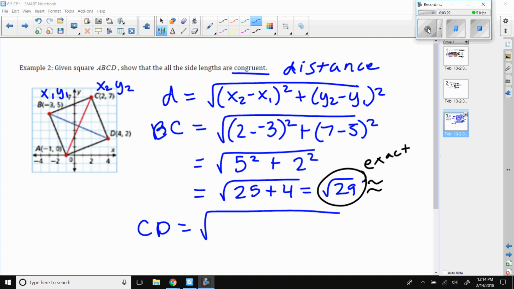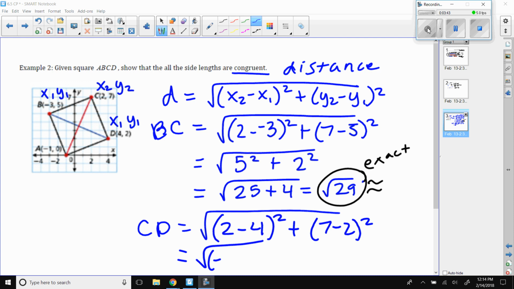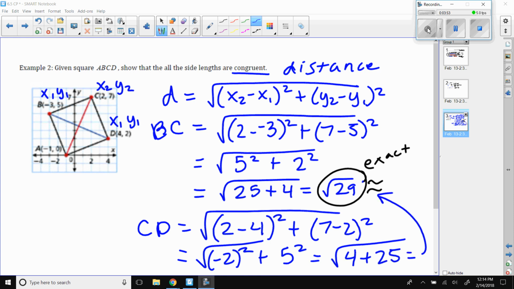Now CD. Since I already have C, I'm going to use x1 and y1 for D, which gives me 2 minus 4 squared, plus 7 minus 2 squared, negative 2 squared, plus 5 squared. Again, I get 4 plus 25, which means that these are going to be the same, and that proves that all the sides are congruent.